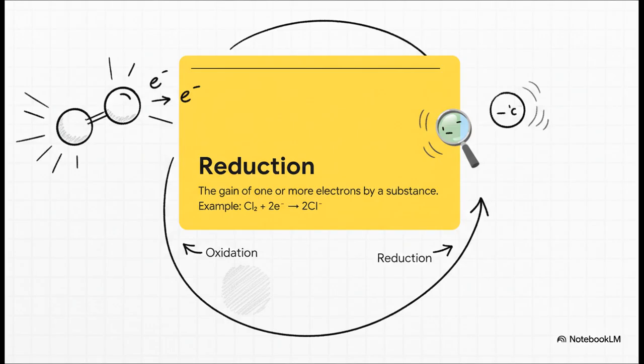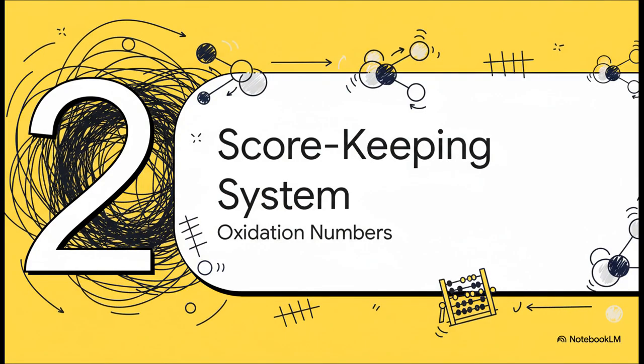And here's the key thing. These two processes are a team. They always happen together. You can't have one without the other. Okay, so losing and gaining electrons is pretty straightforward when it's obvious. But what about in more complex molecules, where electrons are just being shared, not completely given away? How do we keep track of the shuffle then?